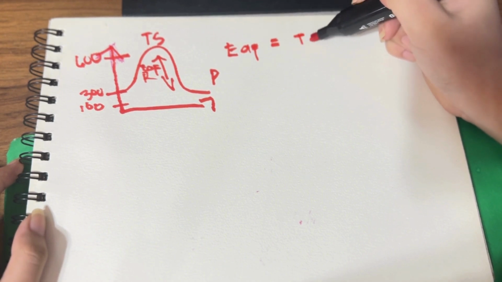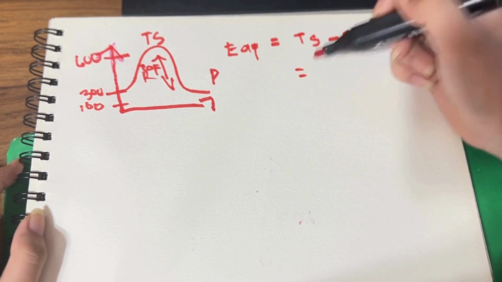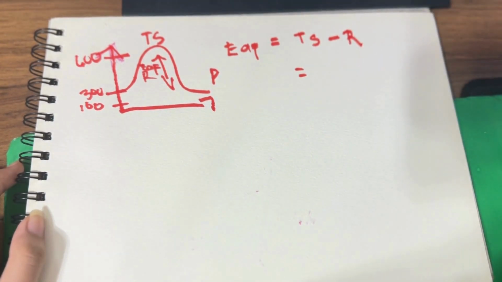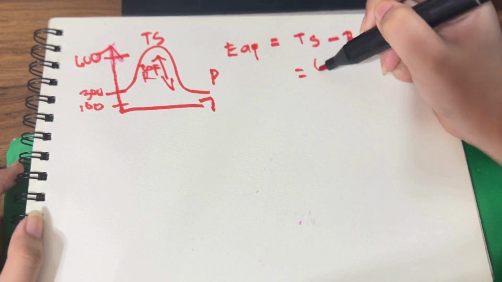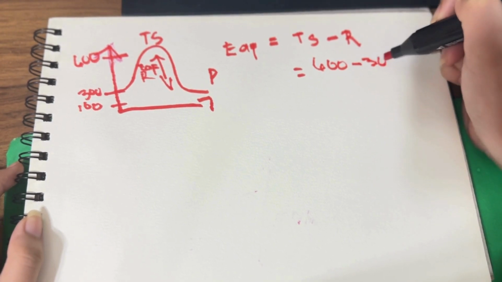500. So now if you wish to calculate the enthalpy of the reaction, it's the products minus the reactants. So the products have a value of 100, the reactants are 300. Because the products are lower, the energy change is going to be negative 200.